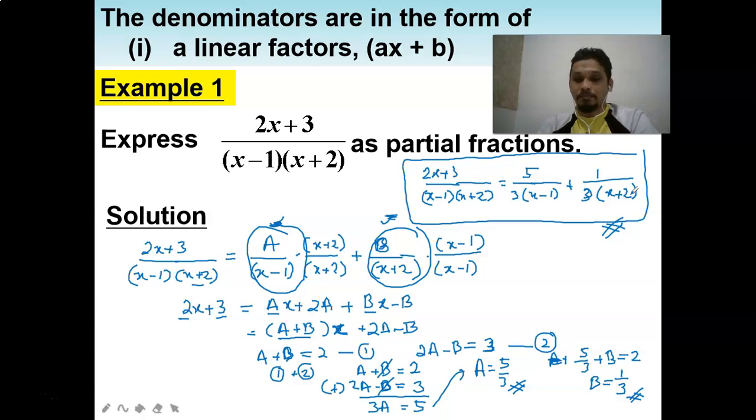Okay, with the value of a is 5 over 3 and b is 1 over 3, and we refer to this one here now, then this is the final answer.